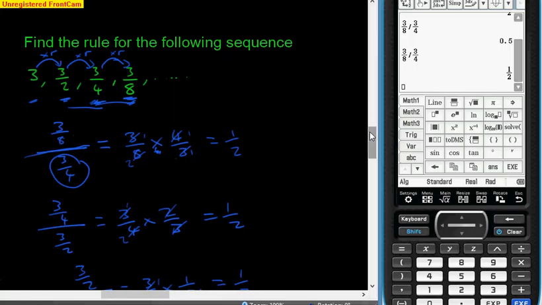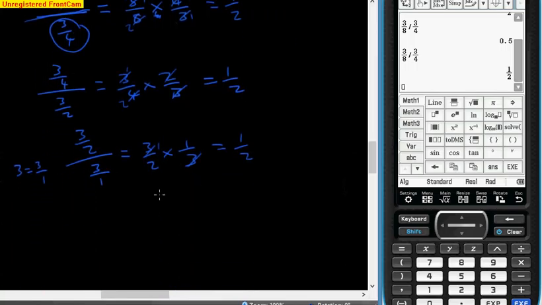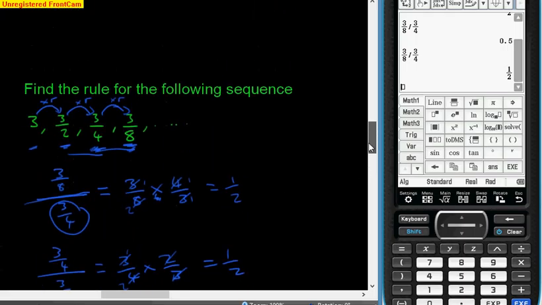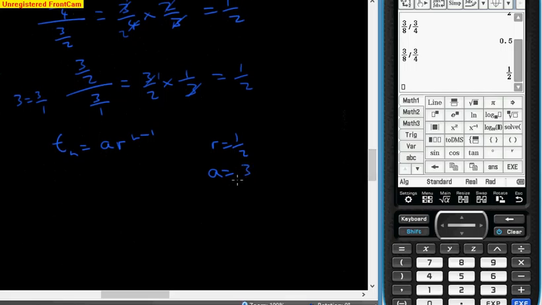All I've got is the common ratio, so I know that for a geometric sequence the nth term is a r to the n minus 1. That's the expression for a geometric sequence. I know what r is, and I know that a is the first term. So back again, my first term is 3. So the expression for the nth term, which is the rule for this sequence, is 3 times a half to the n minus 1. And there we go.